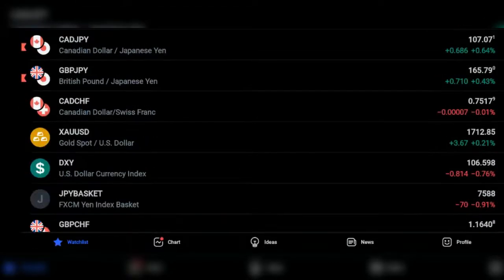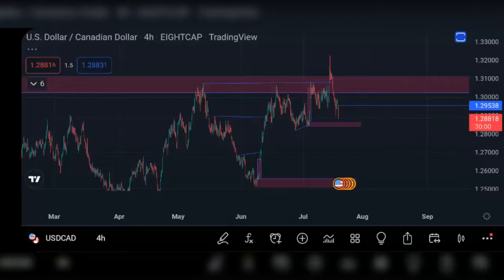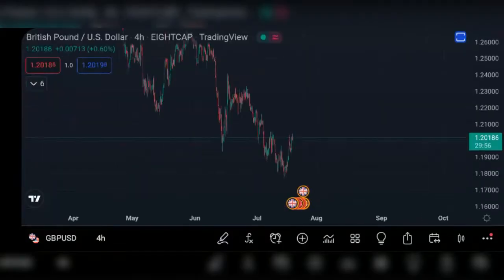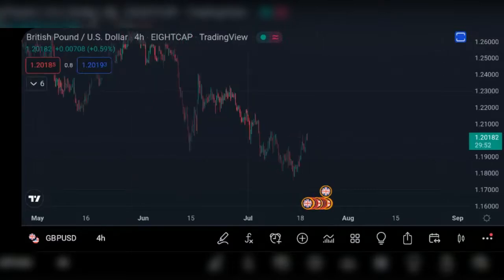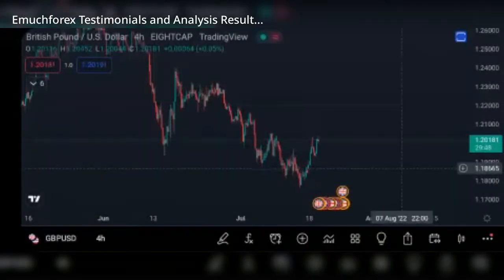Every trader has their different perspective on the market. Now, this is my own perspective. My perspective might not rhyme with yours. Now, this is GBPUSD on the 4-hour time frame. You can see that GBPUSD is actually very, very bearish. It's bearish on the 4-hour time frame.